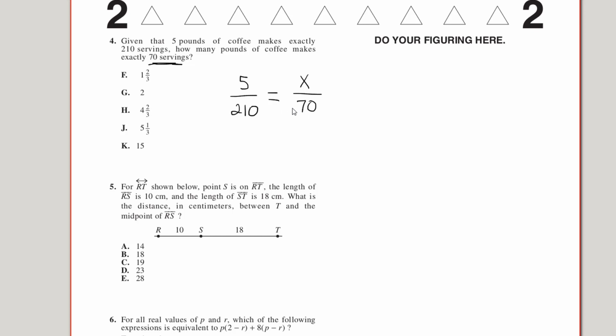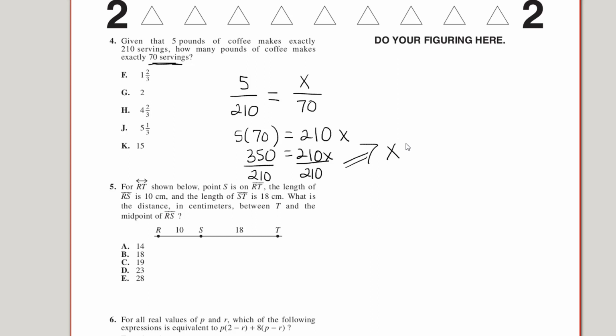And so now we have this equal proportion. We can crisscross and multiply, and that means we take the 5 times 70 is equal to 210 times x. We're going to get 350 equals 210x. We'll divide both sides by 210, and we'll get an answer that x is equal to, you can put that in your calculator or do it here by hand. We've got 7 that goes into both of those numbers, 5/3, which equals 1 2/3 as a mixed number, and that is answer choice F.